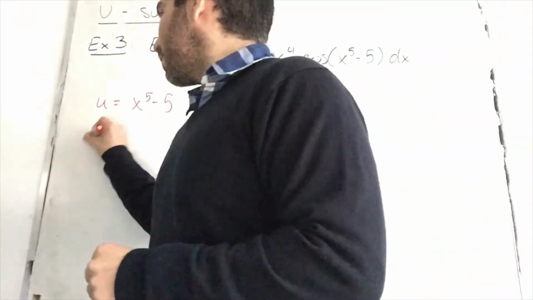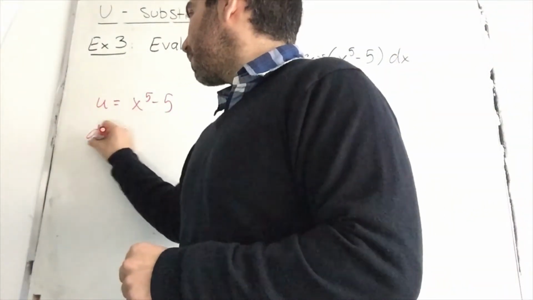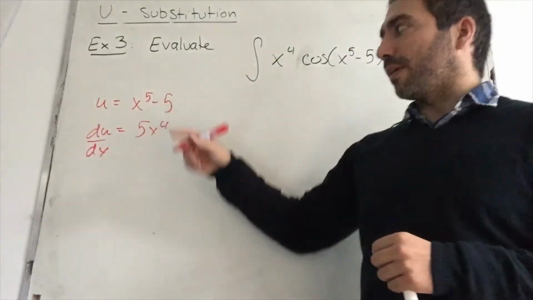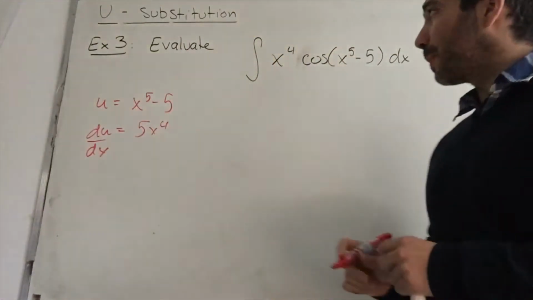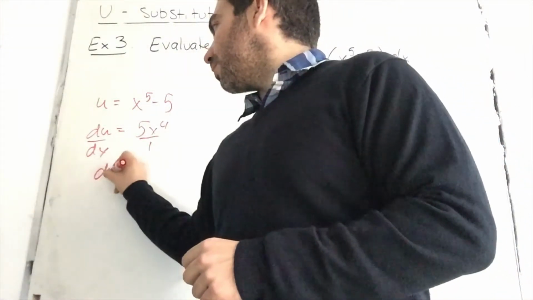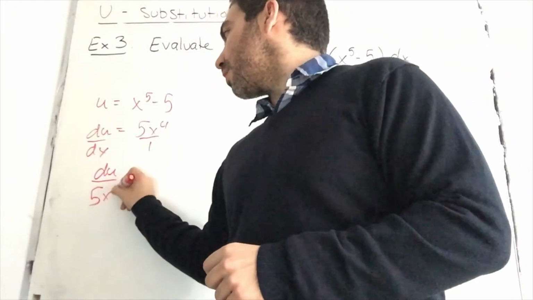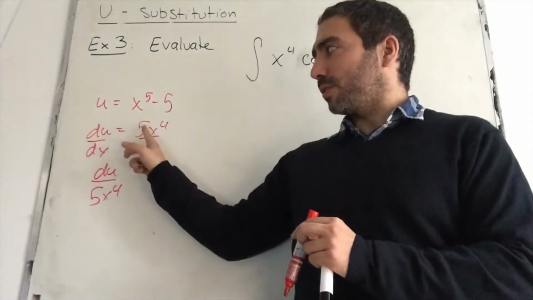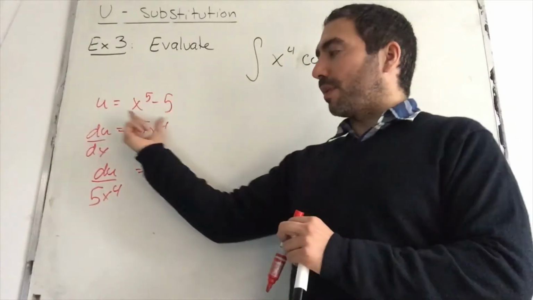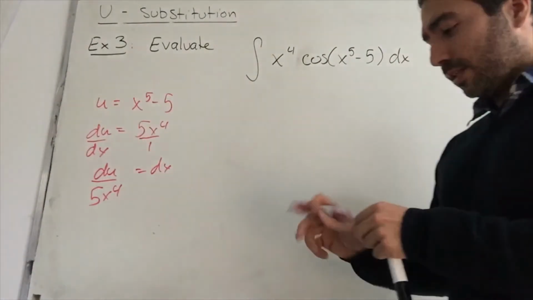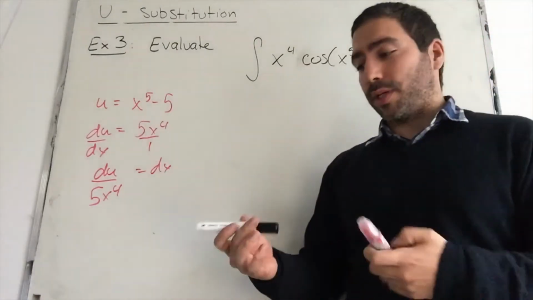If I take my derivative with respect to x, I get 5x to the 4, and the derivative of negative 5 is just 0, so we're left with 5x to the 4. Cross multiplying to solve for dx, you get du divided by 5x to the 4 equals dx. Essentially you're multiplying by dx on both sides, and at the same time dividing by 5x to the 4 on both sides. So we're isolating for the dx, and now we substitute everything that we know.